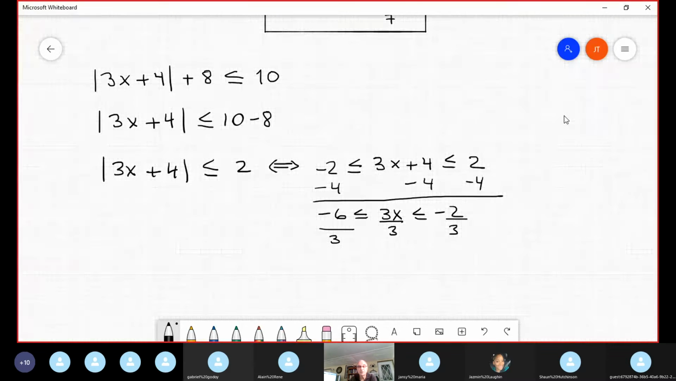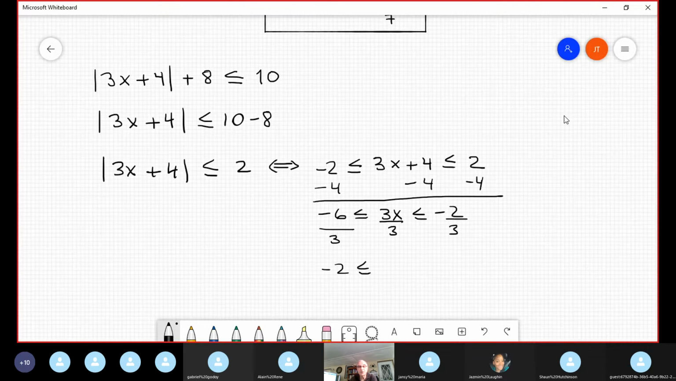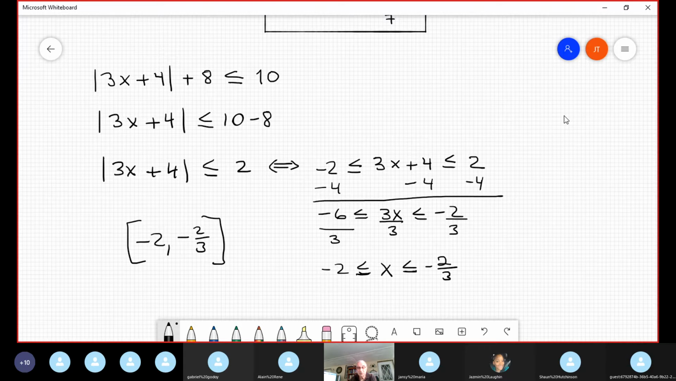This is minus 2. This is x. And this is negative 2/3. And the solution expressed in interval notation is bracket negative 2, comma, negative 2/3. Do you understand the bracket? Because we consider equal signs at the endpoint below. Good solution. This is the answer I want.